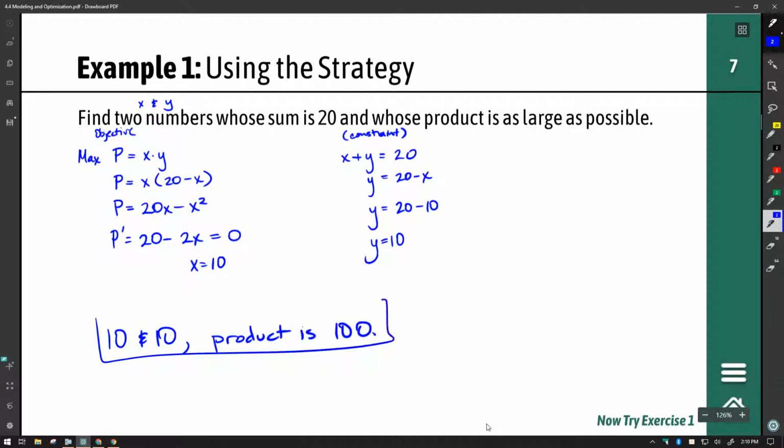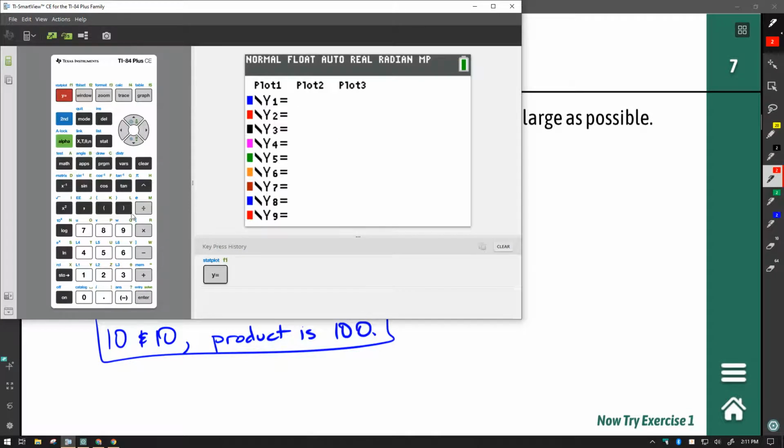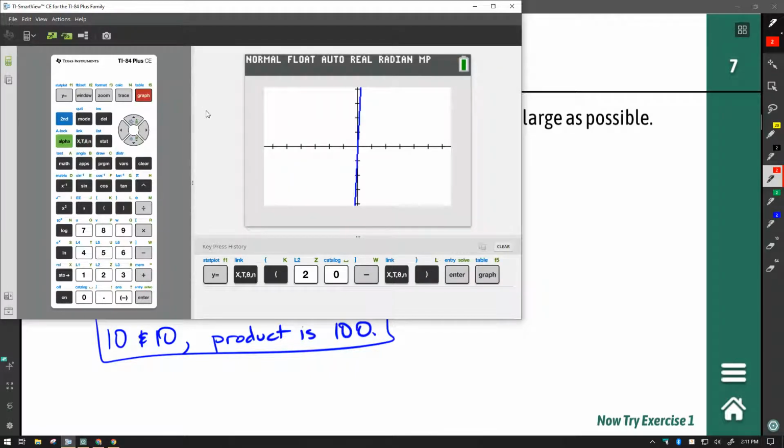So there's that. I did want to take a look at this function, though, graphed, because I think there's some good information to see. This product function, which we can use in our graphing calculator as y1, is equal to x times 20 minus x. So here's our calculator. Y1 equals x times 20 minus x. And let's hit enter and see what this graph looks like.